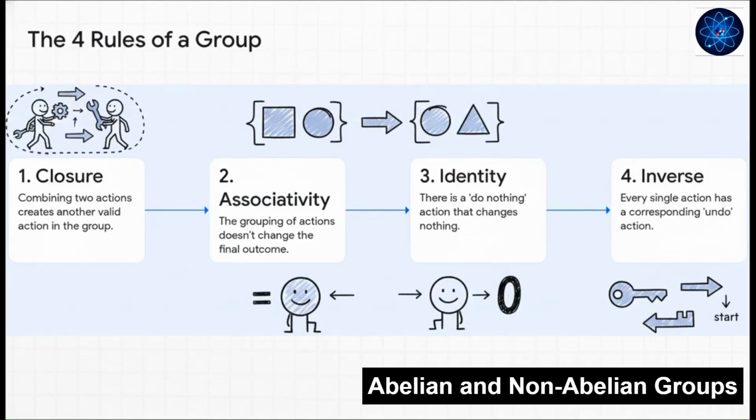And for a set of actions to be part of this group, it just has to follow four pretty simple rules. You can think of it like joining a club. First is closure. If you combine any two moves from the club, you get another move that's already in the club. Second, associativity. How you group the moves doesn't matter. Third, identity. There has to be a do-nothing move. And fourth, inverse. Every single move has an undo button.